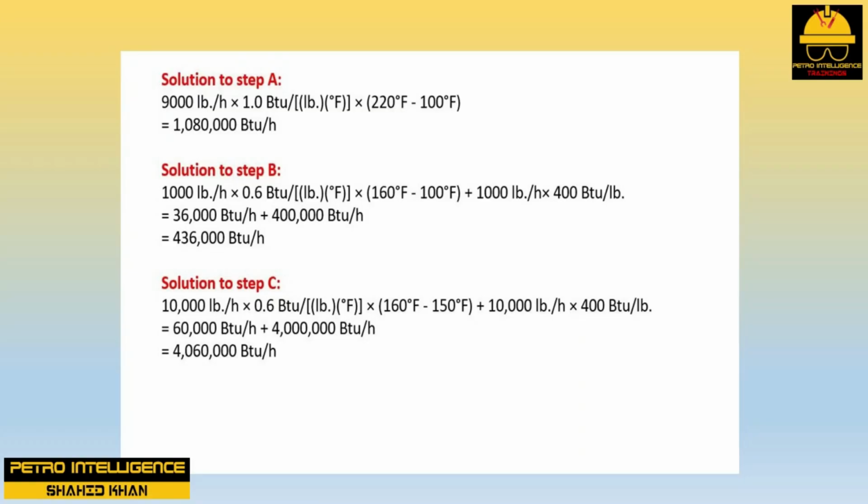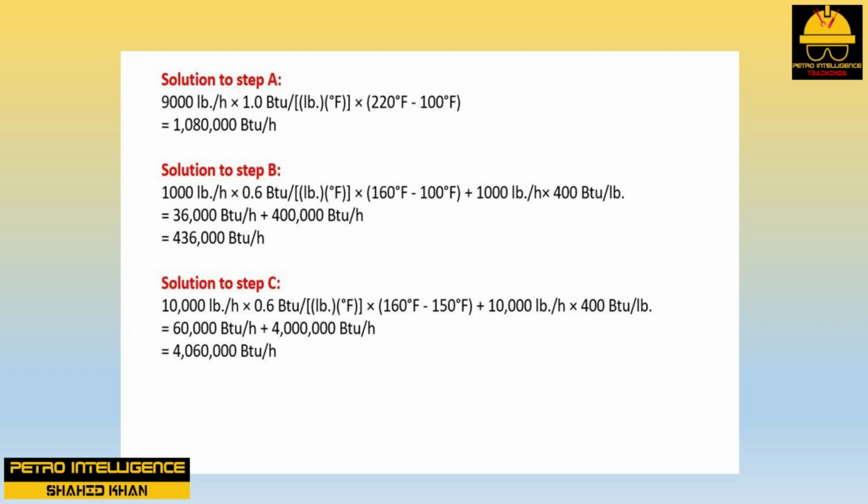Solution to Step A. 9,000 pound/hour times 1.0 BTU per pound degree F times 220 to 100 degrees Fahrenheit equals 1,080,000 BTU per hour. Solution to Step B. 1,000 pound/hour times 0.6 BTU per pound degree F times 160 to 100 degrees Fahrenheit plus 1,000 pound/hour times 400 BTU per pound equals 36,000 BTU per hour plus 400,000 BTU per hour equals 436,000 BTU per hour.